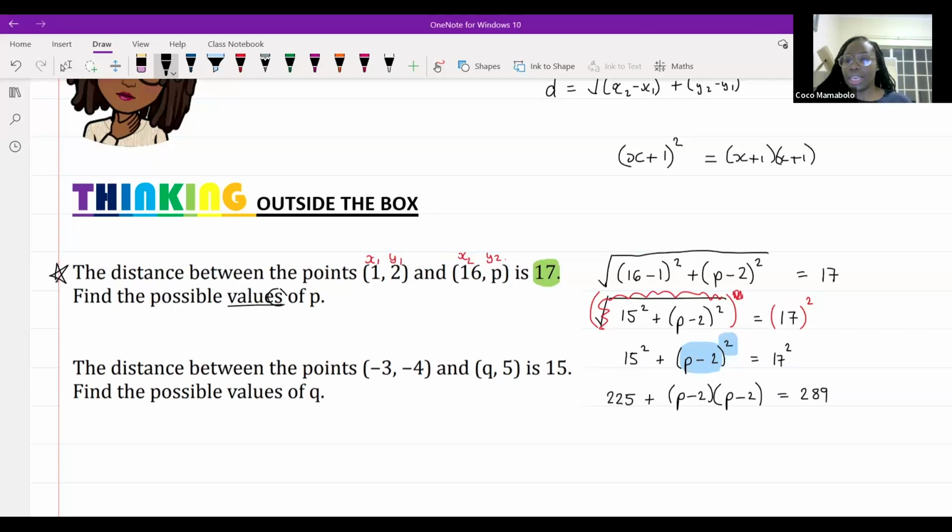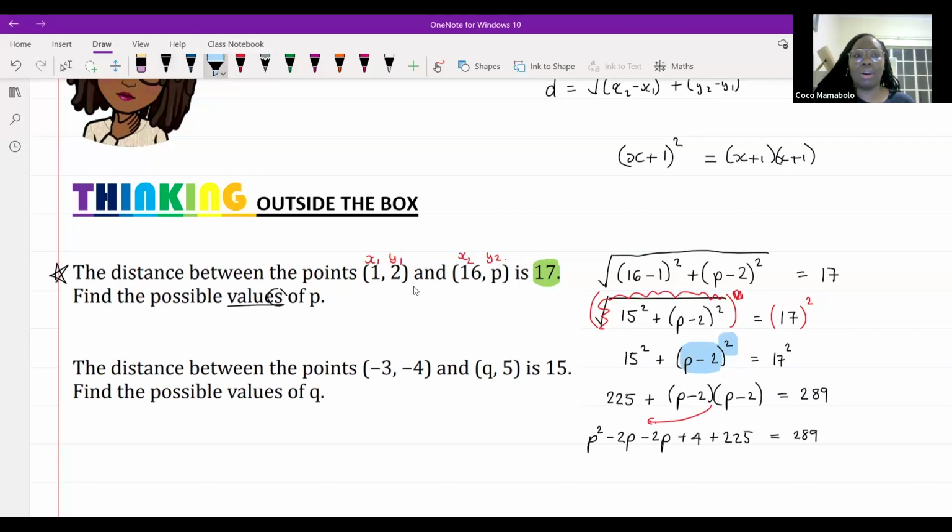All right, let's FOIL this out. I'm going to write it first. I'm going to start with this, and then I'll just add plus 225 afterwards. So I'm going to get p squared minus 2p minus 2p plus 4 plus 225 is equal to 289.